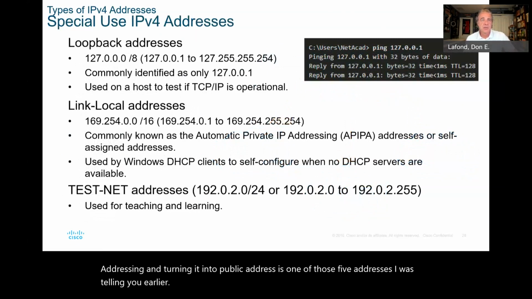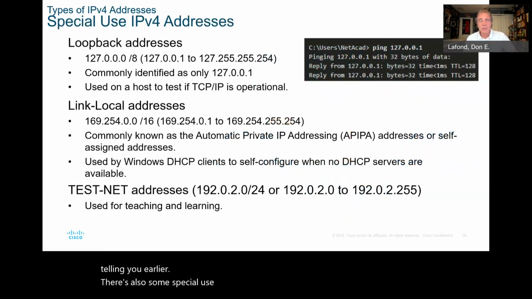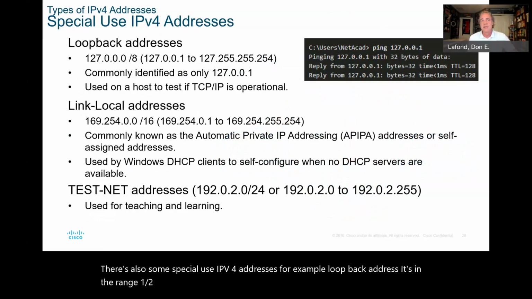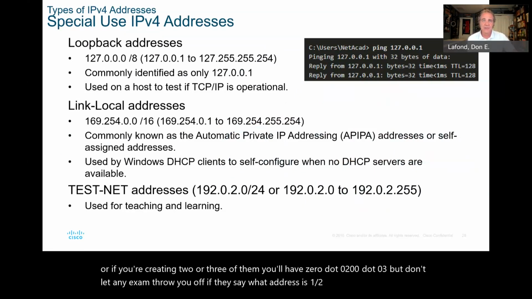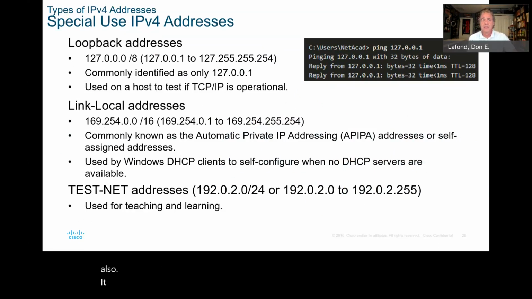There are also some special use IPv4 addresses. For example, a loopback address is in the range 127, so 127.0.0.1, and that's what you'll normally see. If you're creating 2 or 3 of them, you'll have 127.0.0.2, 127.0.0.3, but don't let any exam throw you off if they ask, what address is 127.255.255.1? It could also be a loopback address.